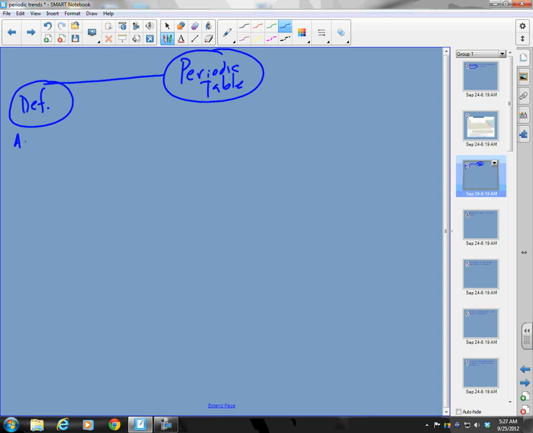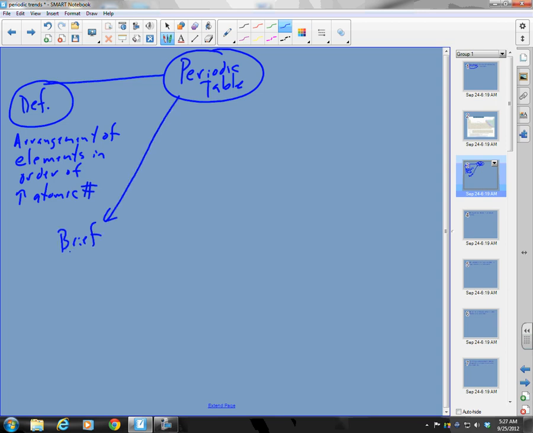It is the arrangement of elements in order of increasing atomic number, right? An atomic number, as we remember, is the number of protons. So really the periodic table is an arrangement of elements based on their protons. Good. Now, let's talk about a brief history, and we're talking about very brief here.